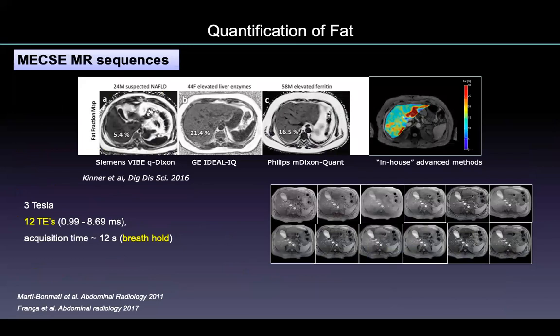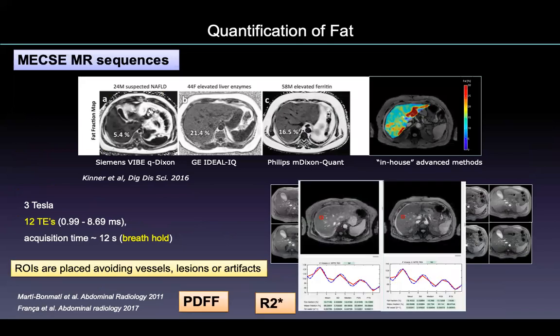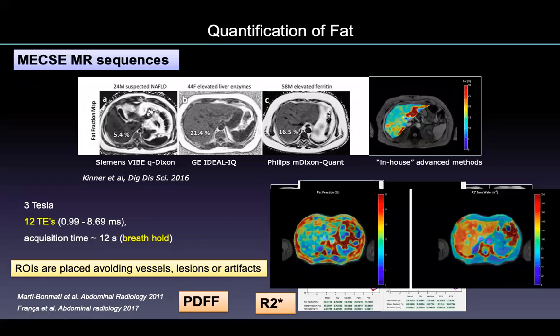This is the sequence that I'm using at my institution in a 3 Tesla equipment using 12 different TEs, and we can acquire images of the whole liver during one single breath-hold acquisition. So then we use a dedicated software, and we can measure PDFF and R2 star using our ROIs that must be placed avoiding vessels, lesions, or artifacts, or we can use parametric maps that have the advantage to show us the distribution of fat and iron throughout the liver parenchyma.